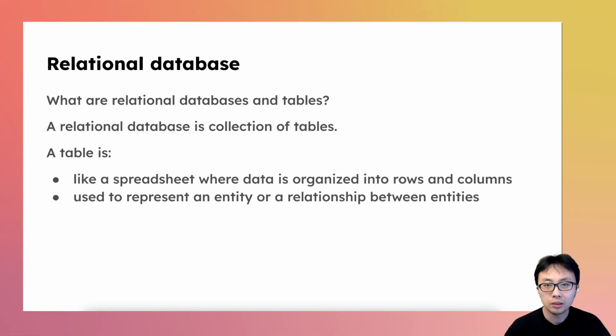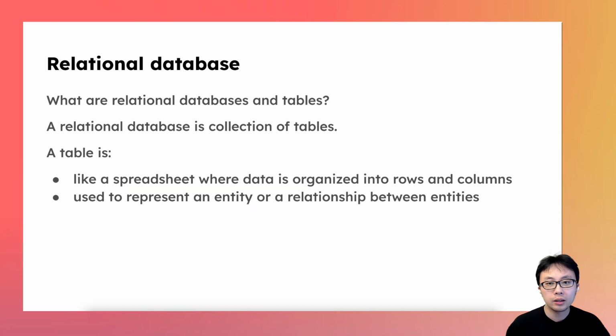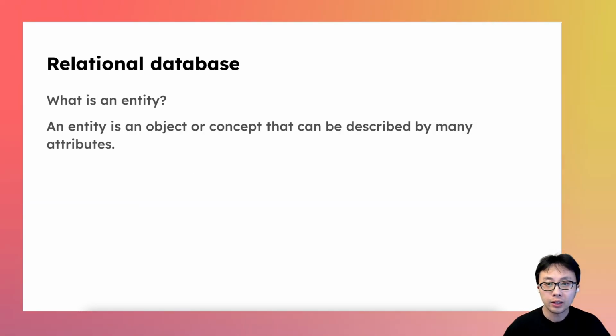As you already know, data in a spreadsheet is organized into rows and columns. The same can be said for a table. However, a table is different from a spreadsheet with data, because a table is used to represent a single entity or a relationship between entities. So to fully understand what a table is, we need to understand what an entity is first. So what exactly is an entity? An entity is an object or concept that can be described by many attributes.